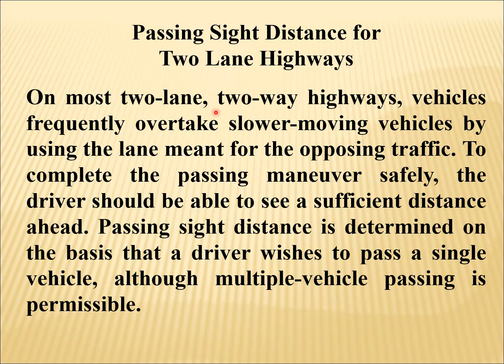Okay, after discussing the decision sight distance, now we are going to discuss the passing sight distance for two-lane highways. On most two-lane, two-way highways, vehicles frequently overtake slower moving vehicles by using the lane meant for the opposing traffic. To complete the passing maneuver safely, the driver should be able to see a sufficient distance ahead.